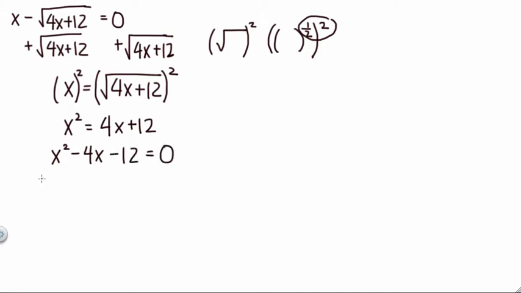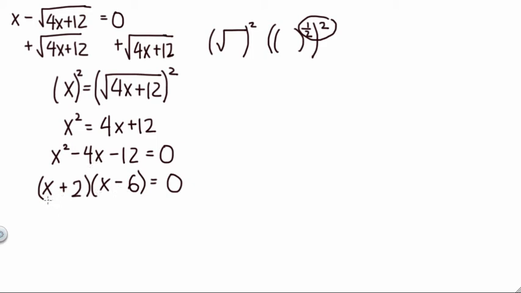And for this one, I can factor. For the x squared, I'll have an x and an x. And then I want to look at factors of negative 12 that add up to negative 4. So my 6 is going to be negative, my 2 is going to be positive, and when I do the multiplication out, I get negative 6x plus 2x, which gives negative 4x.